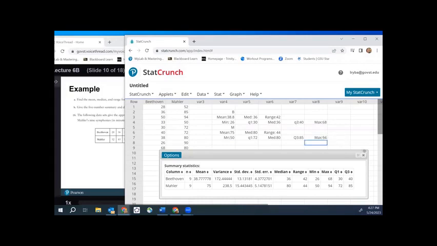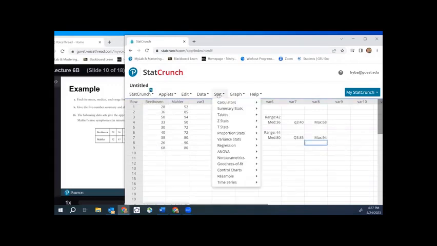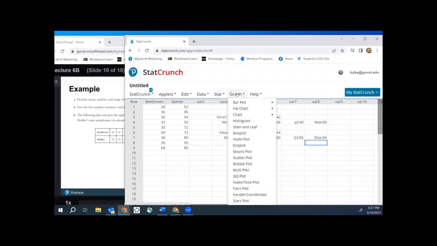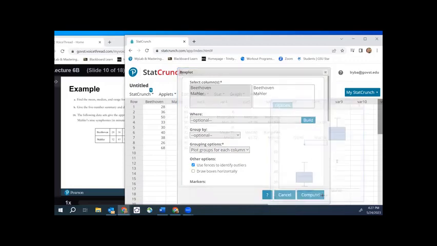So we have those. Now the next thing we want to do is actually create our box plot, I'm sorry. So we're going to go to graph and we want box plot here. And again, I'm going to do both of them together. So I'm going to hold shift and then click both of the values, then let go of shift and click compute.